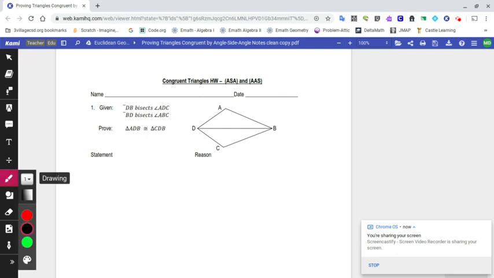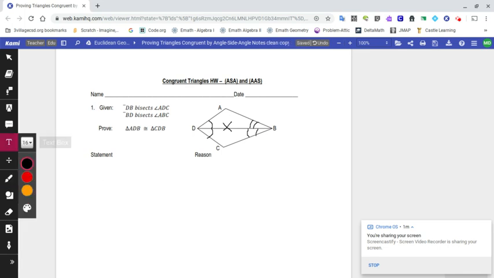You've got to pay attention to all of the things that I'm telling you, and you have to do them. So starting with this one, I'm going to start marking the diagram. DB bisects angle ADC. That tells me that this angle is congruent to that angle. And BD also bisects ABC, so these two angles are congruent to each other. That should pretty quickly show you that this is going to be angle, side by reflexive, angle, side, angle. So it's just a matter of writing it up.